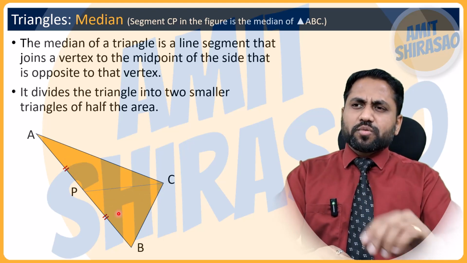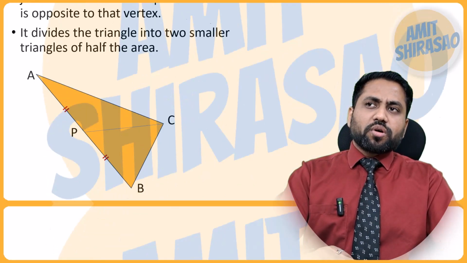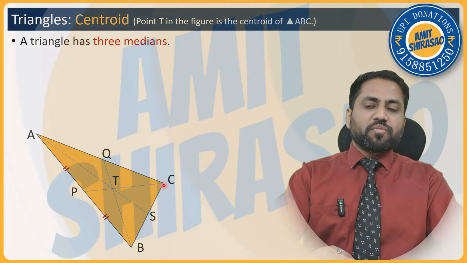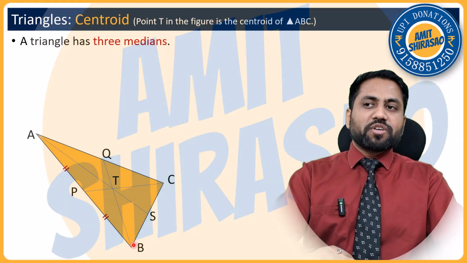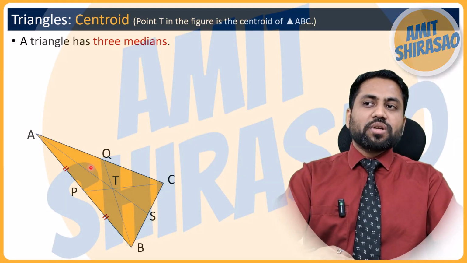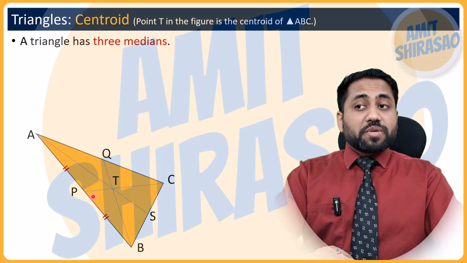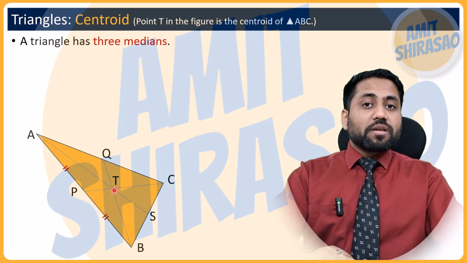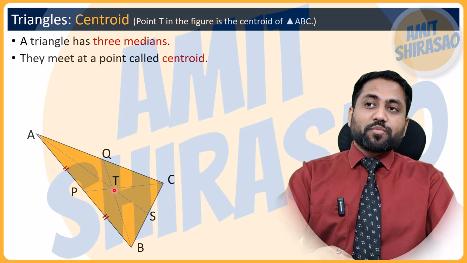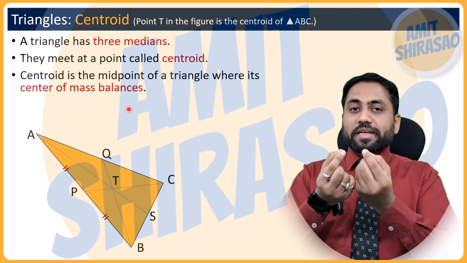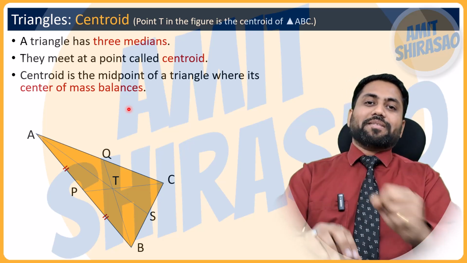Now this magic continues. Let us say that we are drawing three different medians. So a triangle has three medians. So from vertex C, I am drawing this one. From vertex B also I am drawing BQ, and from vertex A also I am drawing AS. Now these medians meet at a single point, and this point is called the centroid. And this centroid is basically the center of mass of that triangle.